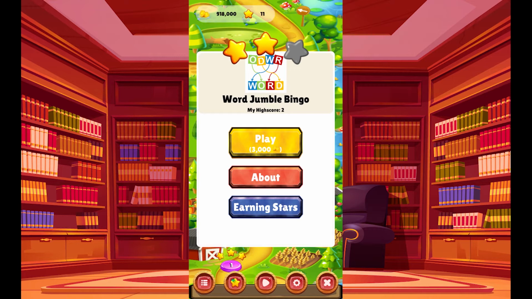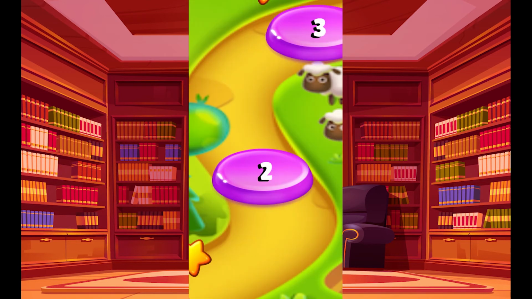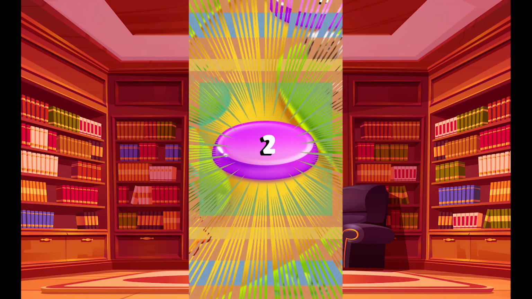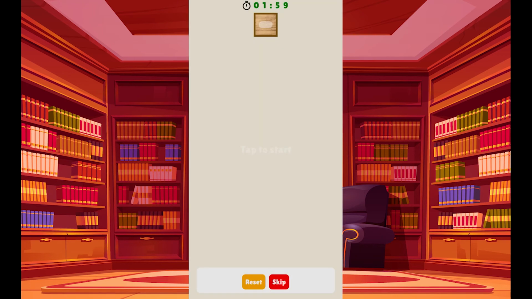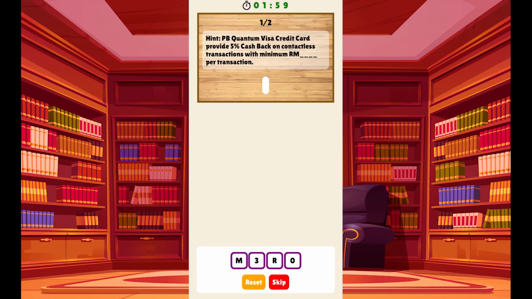Tap on the Play button to start the game. In this game, you are required to decipher and rearrange the letters to get the answers in correct sequence, based on the hints given within the time limit. After reading the hints, tap on the letter options below in sequential order. If you did not get the right answer, you can tap on the Reset button to try again.